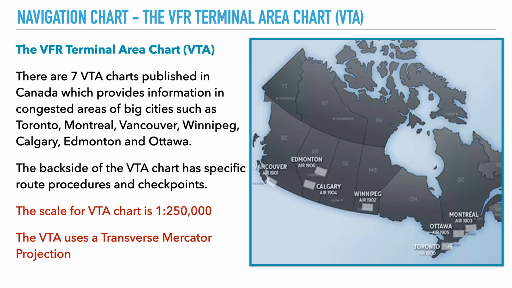The backside of the VTA chart has specific route procedures and checkpoints. The scale for the VTA chart is 1 inch to 250,000 inches. The VTA uses a transverse Mercator projection.